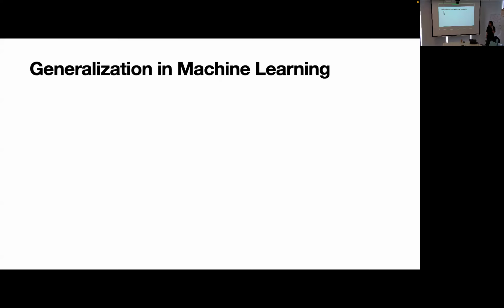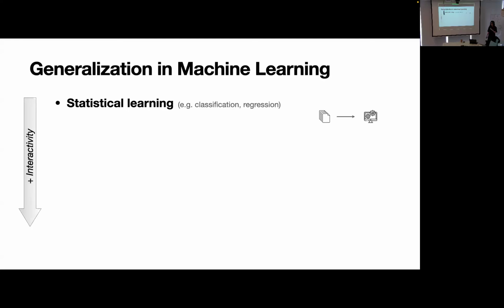So I like to think about generalization in machine learning as categorized by the types of problems, and specifically by the way that the algorithm interacts with the environment. So let's give a very rough categorization according to interactivity level. The first, most fundamental layer here is statistical learning or supervised learning, where I have some distribution over the data and I'm getting a fixed batch of training data. So you can think of problems like classification, regression, etc.